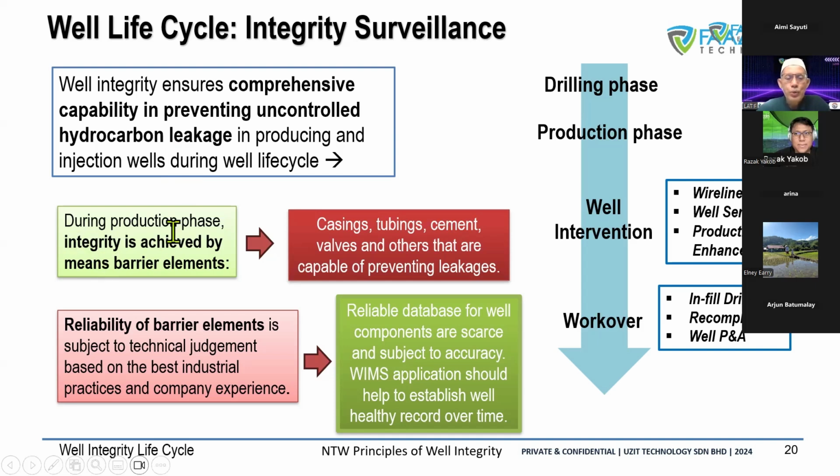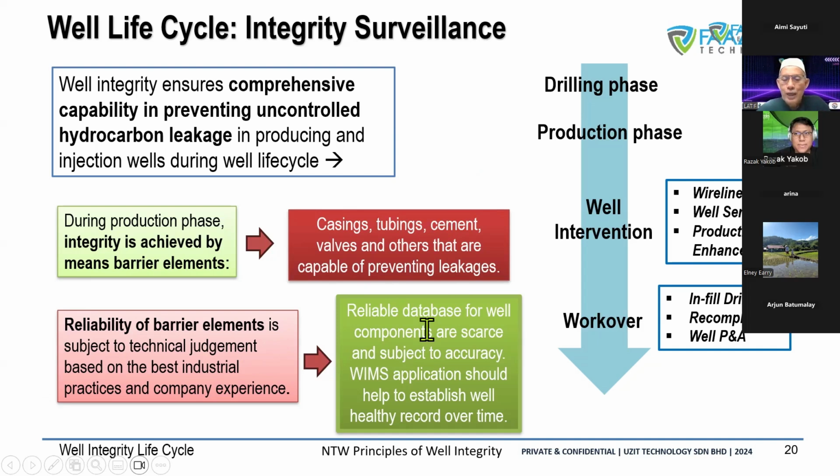The two barrier concept. During the production phase, integrity is achieved by means of barriers. So we have casing, cemented casing, and tested tubing. Because if you cement casing and you don't test, then it's not considered a valid barrier, because a valid barrier is only when you have tested it. Same with tubing. When you install tubing, you need to test the tubing to the reservoir pressure or plus maybe 300 psi, then it becomes a valid barrier. So a barrier is only valid if it's been tested. Otherwise, you have to explain a lot about how you have the confidence that the barrier is going to be reliable without testing.